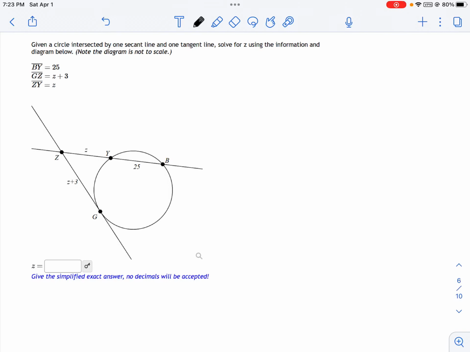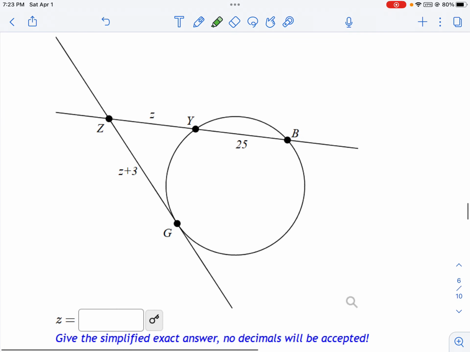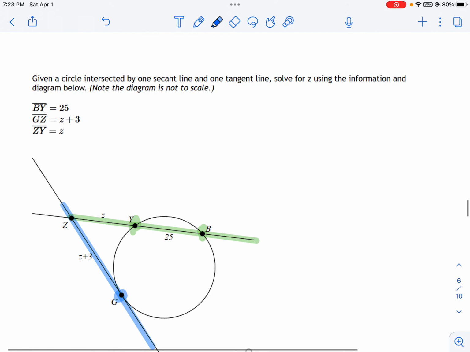Hello and welcome. So we have a circle and it's intersected by a secant and tangent line. Let's just briefly talk about that vocab. A secant line is essentially a line that will intersect an object at two places, right? So Y and B are your two intersection points. That makes the green line your secant line. And then from Z to G and onwards, that is your tangent line because we see it only intersecting once. So secant line intersects twice, tangent line intersects once.